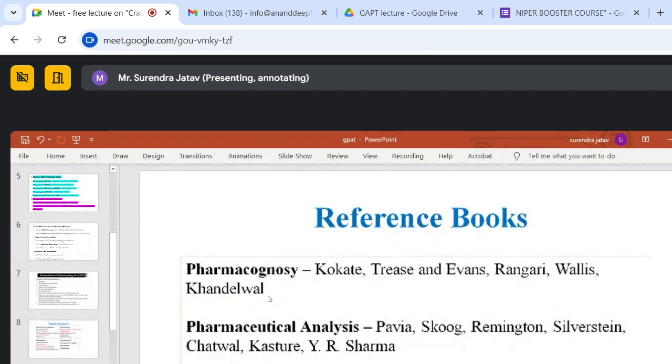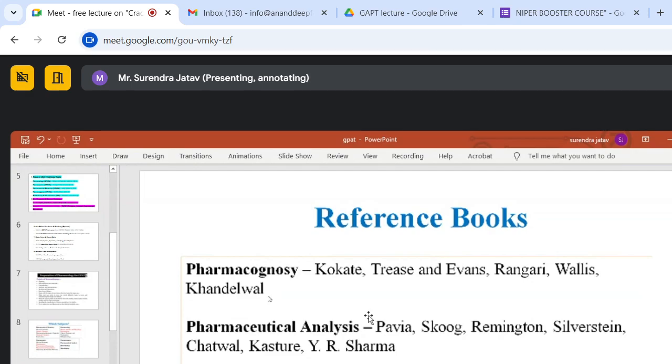And what about books? If I'm talking about pharmacognosy, we have already discussed the books. I am not going to focus on the books because a lot of books are available for each particular subject. My main focus is planning, strategizing, and increasing your performance level and your ability to learn.